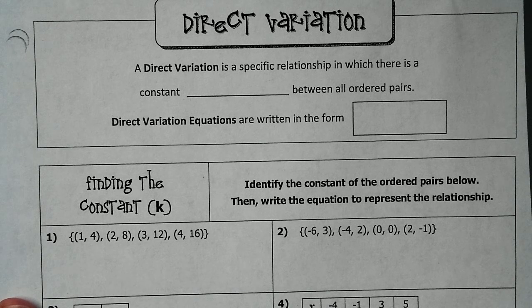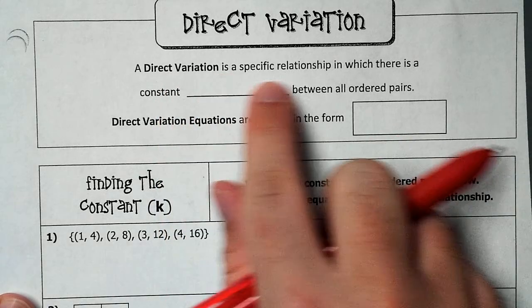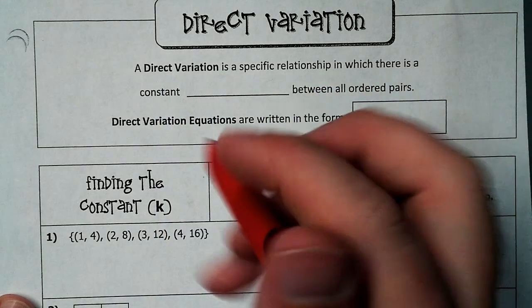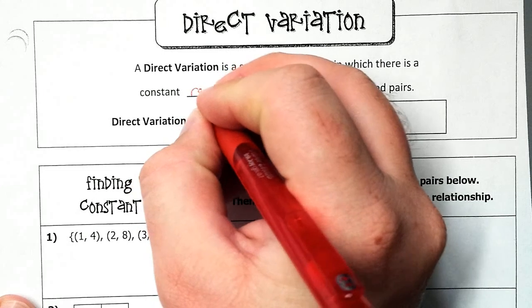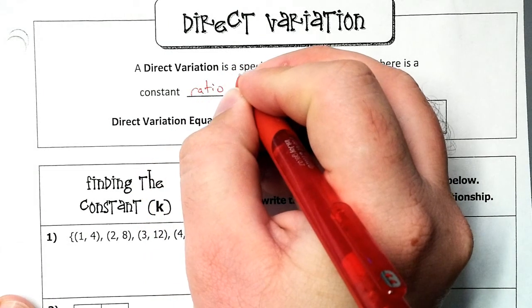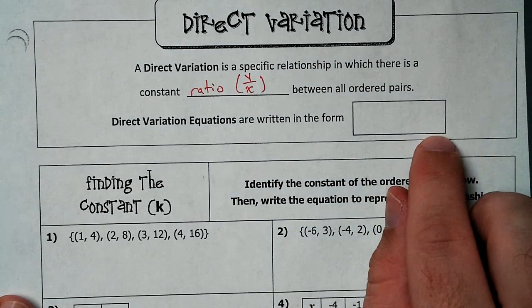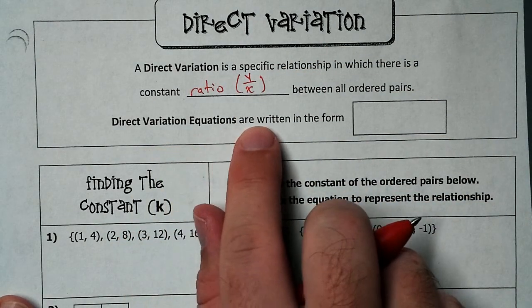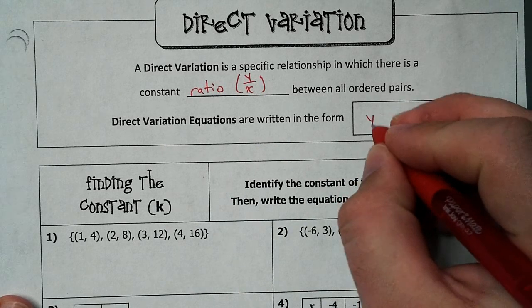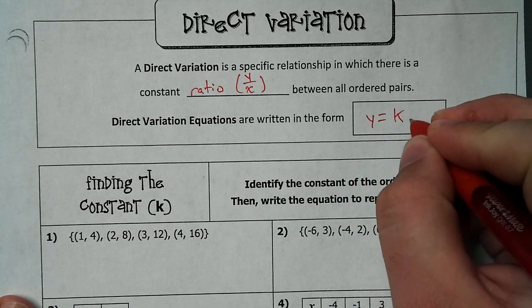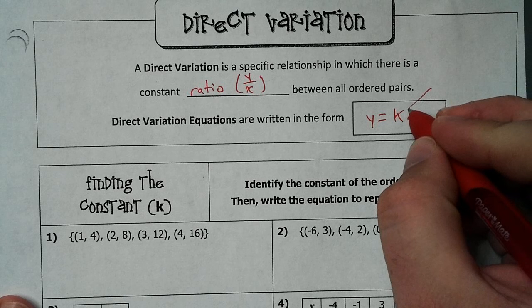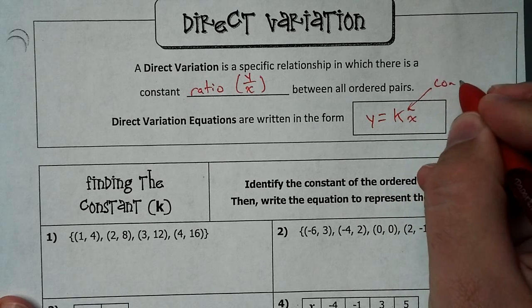Direct variation is just a term that really means constant rate with nothing added. A direct variation is a relationship in which there is a constant ratio of y over x between all ordered pairs. Direct variation equations are written in the form y equals k times x, where k is our constant.